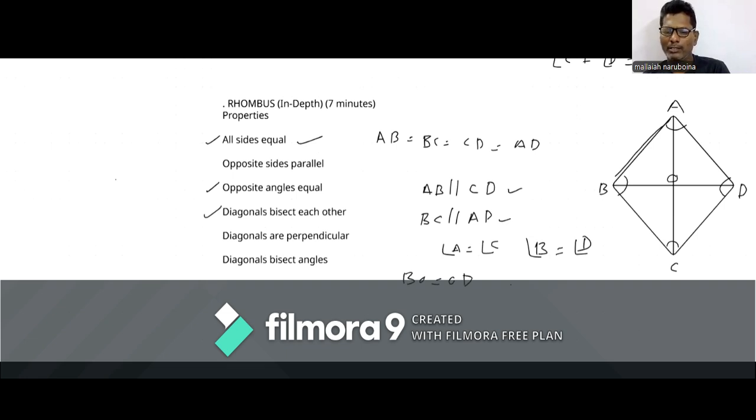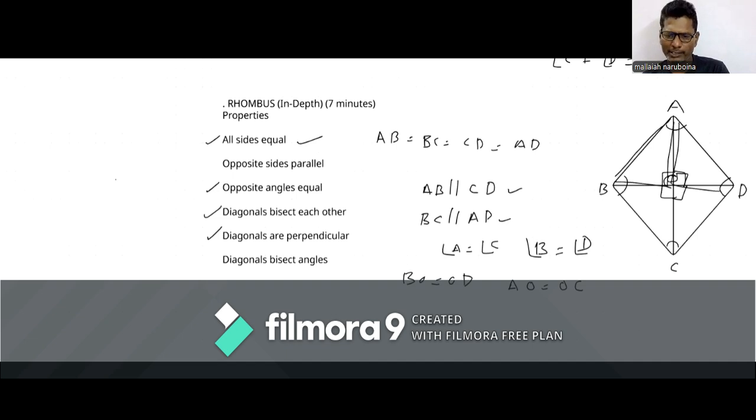Diagonals are perpendicular. That means here they form 90 degrees. Here also 90 degrees, here also 90 degrees. See AOB, at O they are making 90 degrees. AOD, here at O 90 degrees. So these are the properties of rhombus.